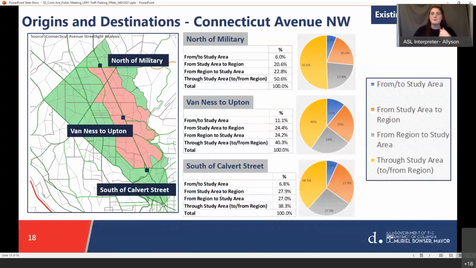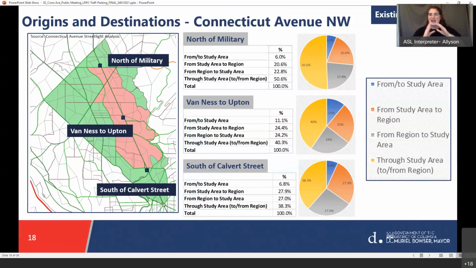In terms of origins and destinations, there's a lot of information on this map, but the one takeaway that I wanted to show you is through traffic. Through traffic in the corridor, depending upon which section of the corridor you're looking at, is about 40 to 50%. And what we mean by through traffic is traffic that has neither origin or destination in the corridor. It's pass-through traffic.